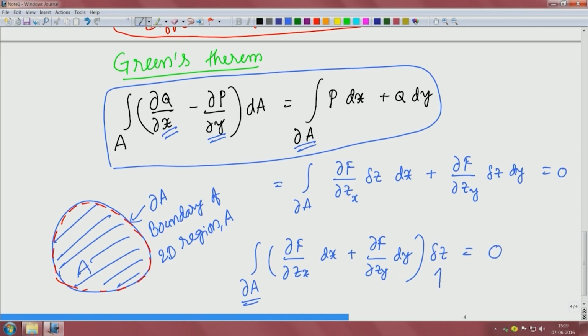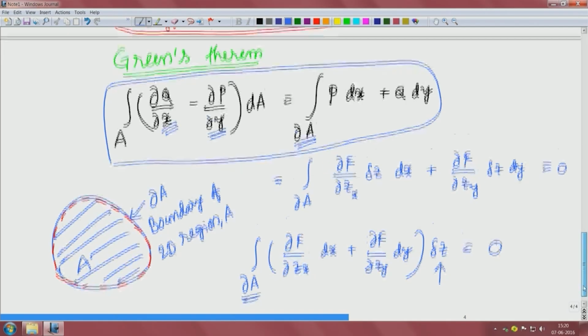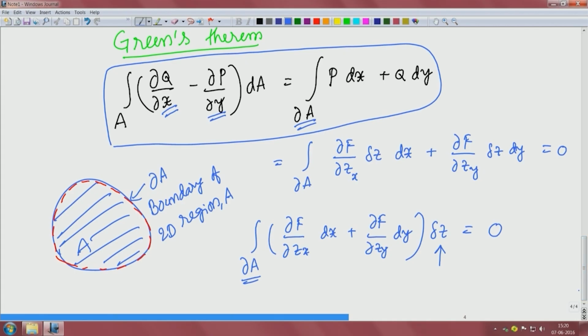If delta z is 0, then there is no problem, the integral is satisfied. That is what we call the essential boundary condition, meaning z is specified. If we go back to the plate problem, if w of x, y is our function and the plate is clamped around the edge, there delta w, which is a variation of w, just like delta z, will be 0. So, then you are fine.